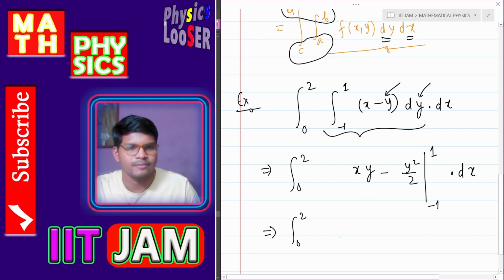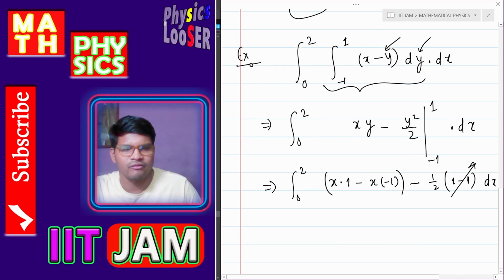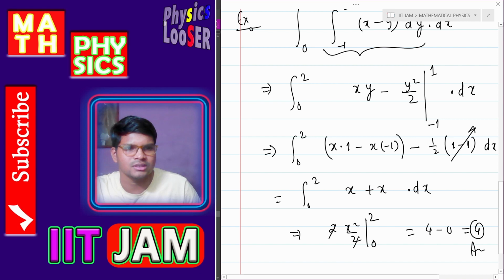Okay, so mind it. So here I can put that x times 1 minus this one, x times minus of 1. This one integral is complete. Now another integral is half. Y square is 1 and minus of 1 square is 1 again, and then dx. So this integral will vanish away, and I got 0 to 2 x, and this would be plus x times dx, and here you have 2x, so I can write here 2x square by 2, and limit I'm going to put 0 to 2, 2 to cancel, and I have 4 minus 0 is 4. So this is the answer of this.